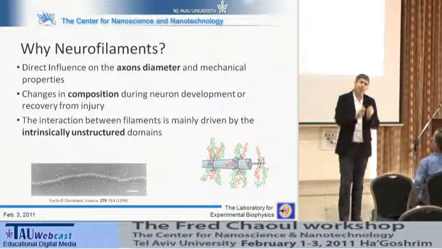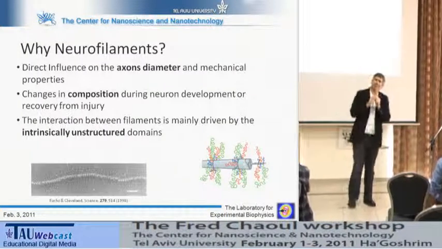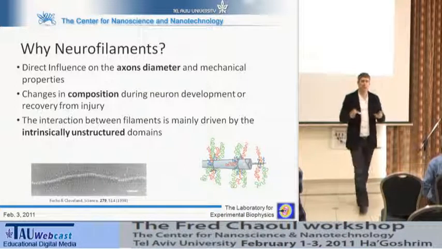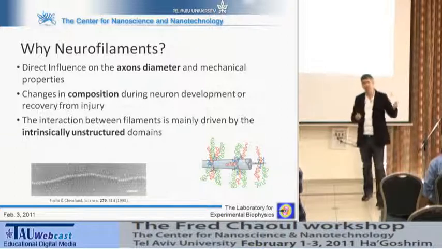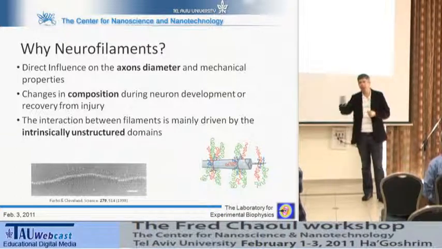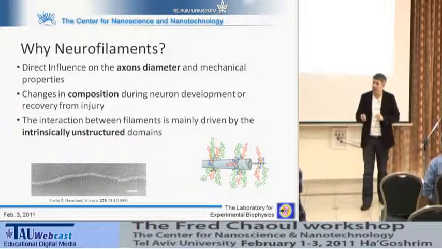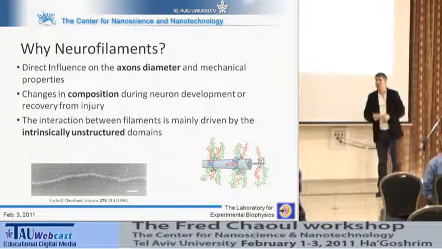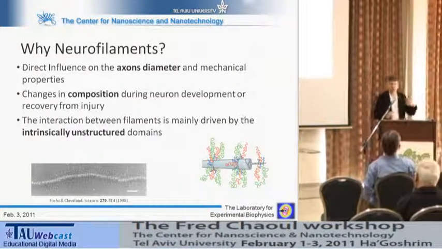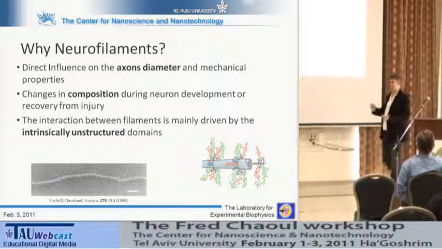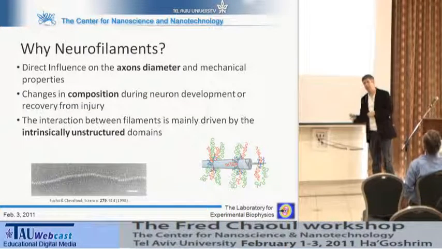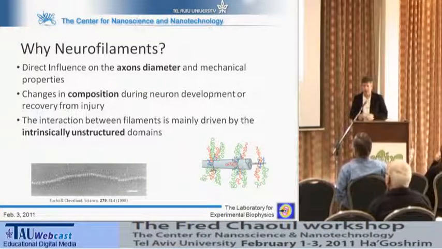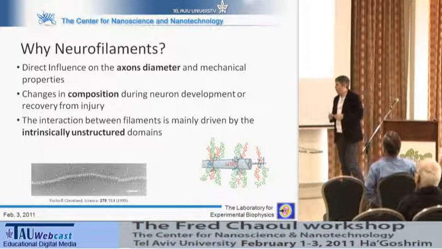So if you have an axon, or a nerve cell, it will be composed of a set of subunit proteins, and during development, it will change the composition in order to match the mechanical stresses that are going to be applied to it. So it's very interesting to understand how these composition differences affect, in the end, the mechanical properties that these gels produce.